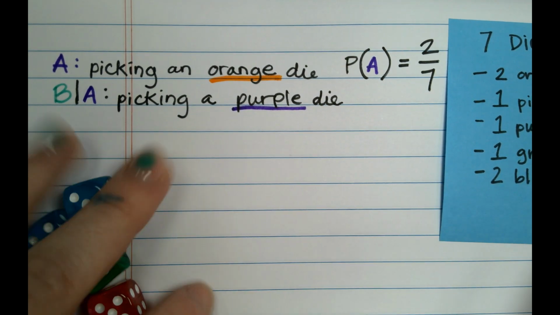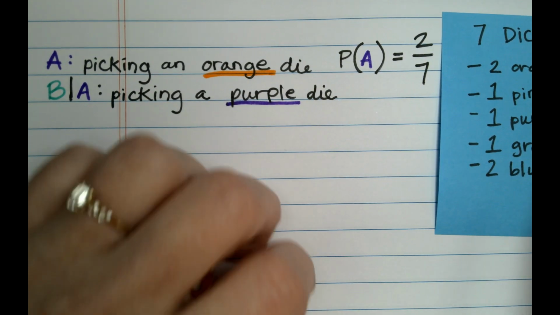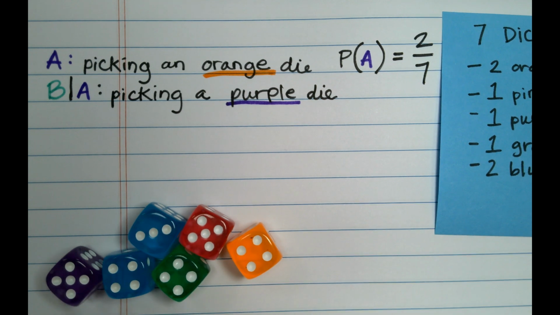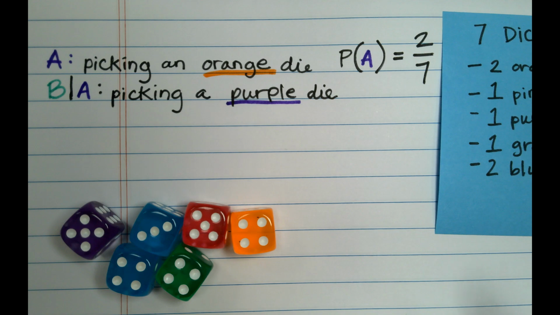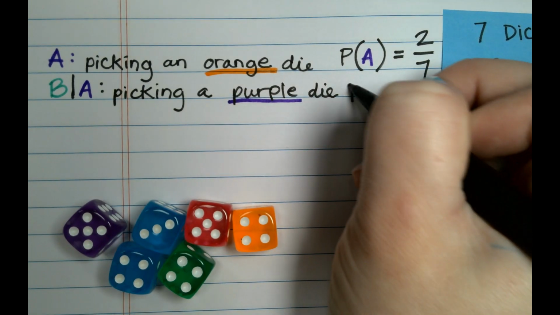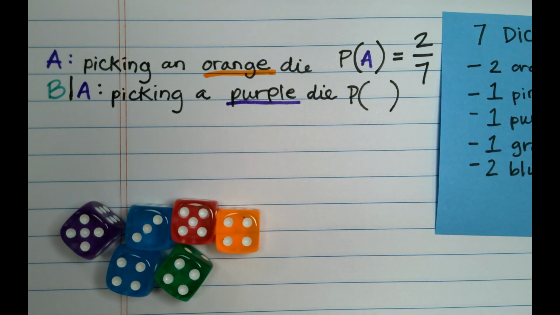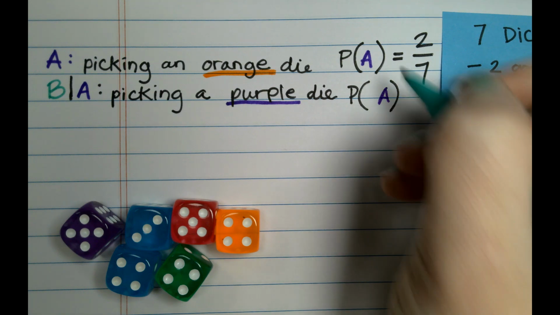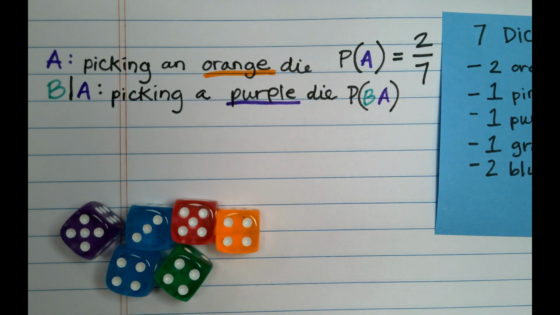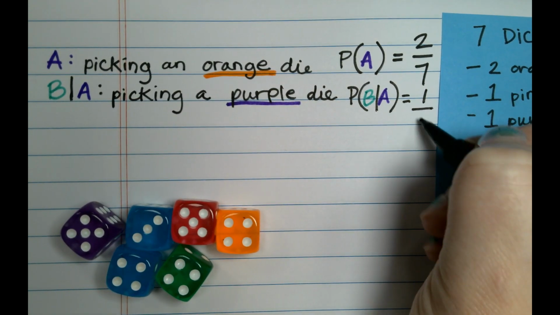So, given the fact that we already took the orange out, we only have 6 dice left. How many purple do we have left? 1. So the probability of picking a purple one, given that we already picked an orange and we didn't put it back, is going to be 1 out of 6 because there's only 6 left and there's only 1 chance of getting a purple out of those 6 dice remaining.